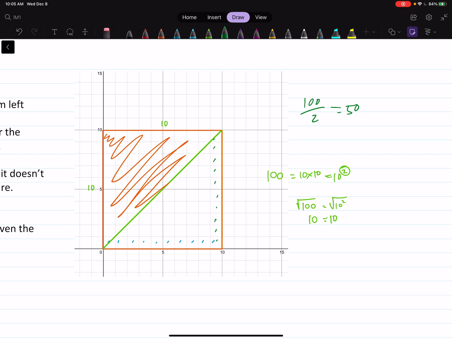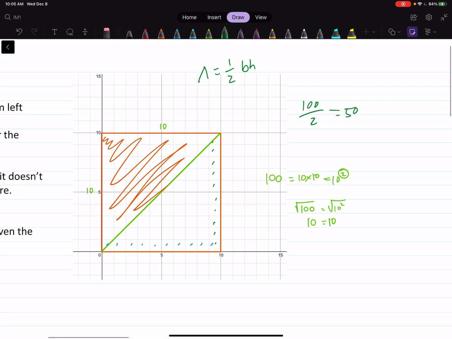Which is the same thing as one half base times height. I don't know if you guys know that about the equation of the triangle, but that's where it comes from. You get the square, base times height, 10 times 10, which is 100, and half of that is the triangle. So this is where the equation for the triangle comes from, because you find half of the square. But that was just a bonus.